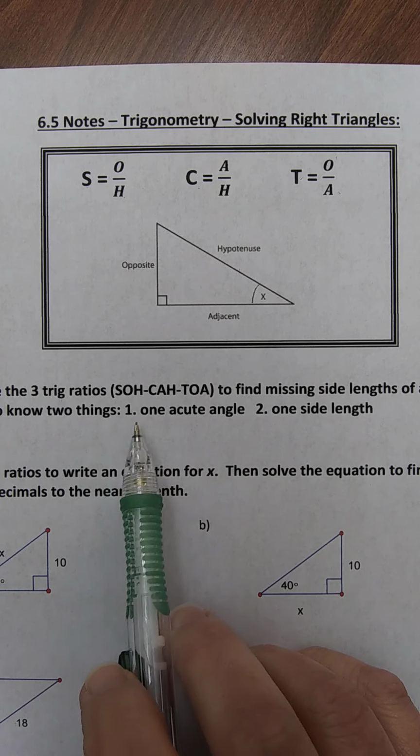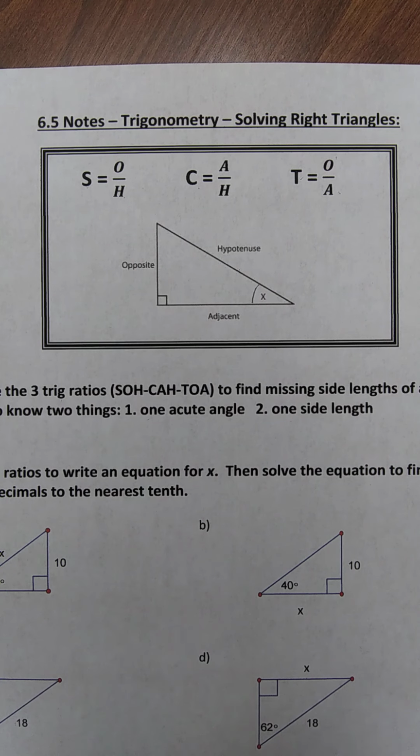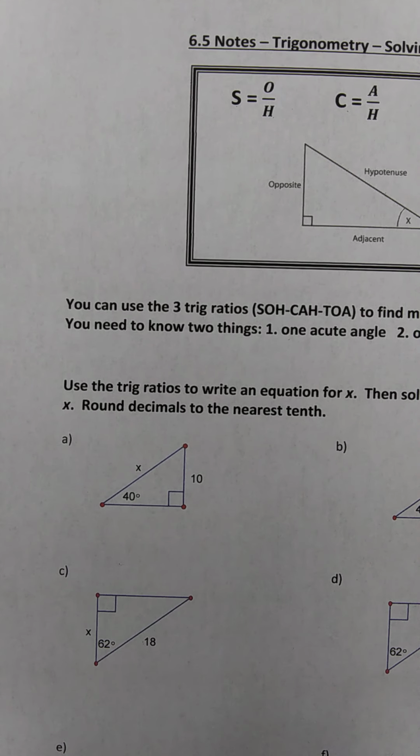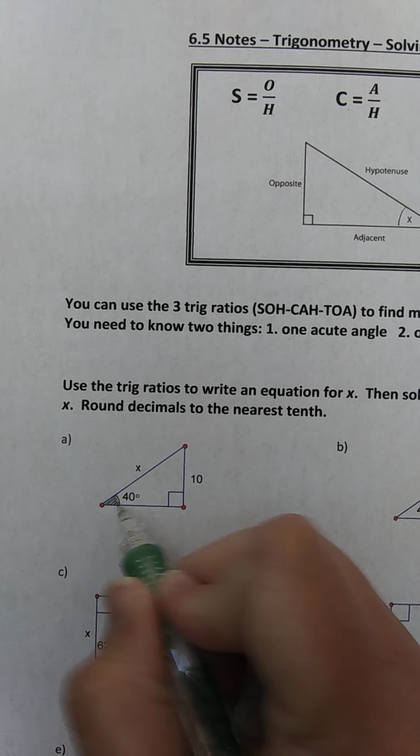So you do have to know two things. You have to know one acute angle and you have to know the length of one side. And we're going to use our equations to set these up. So the first thing we're going to do is take a look at what we know. So we identify our angle of focus.